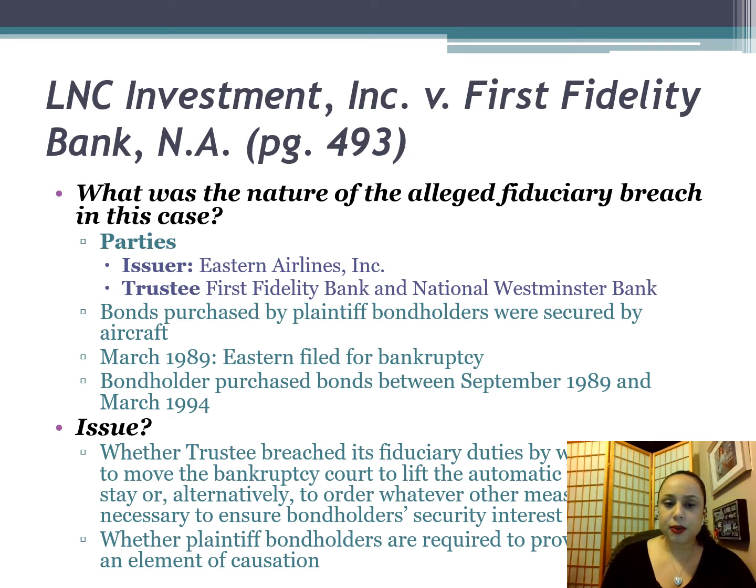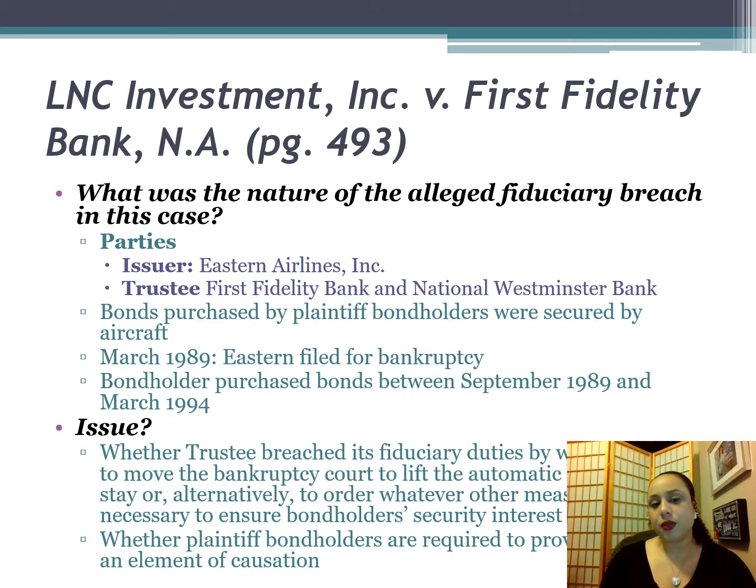So the parties here, the issuer is Eastern Airlines Incorporated. The trustee is First Fidelity Bank and National Westminster Bank. The bonds in this case were actually secured by a number of aircraft. March '89, Eastern files for bankruptcy. Interestingly enough, the bondholders purchased the bonds between September '89 and March 1994, after the company files for bankruptcy. And so I want to talk about why bondholders would do this in the next slide.